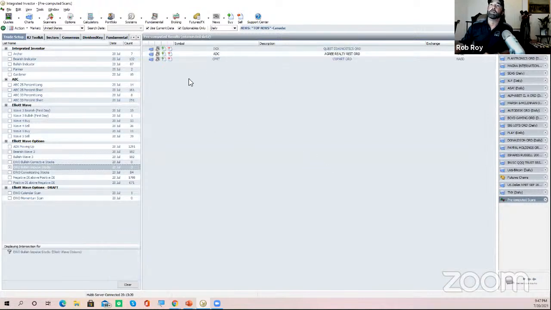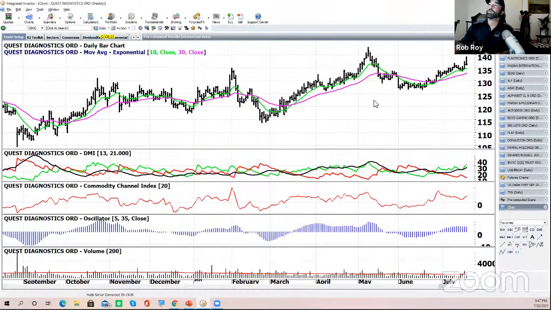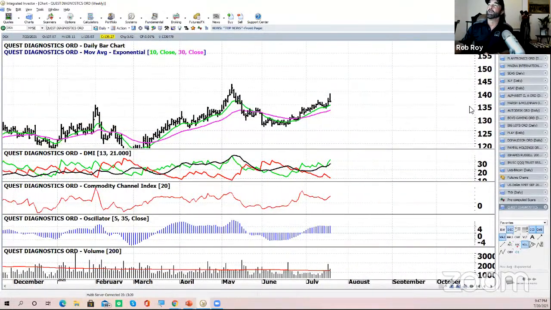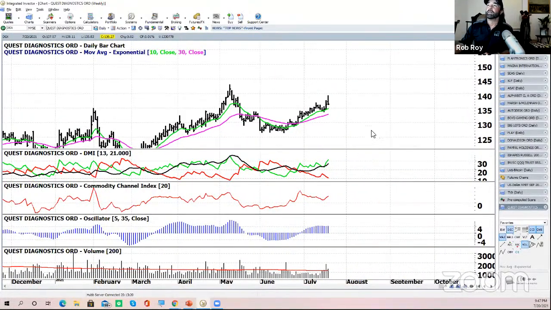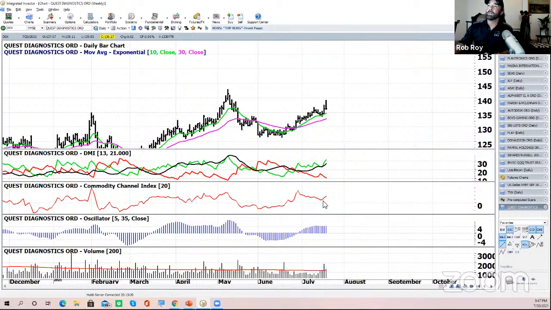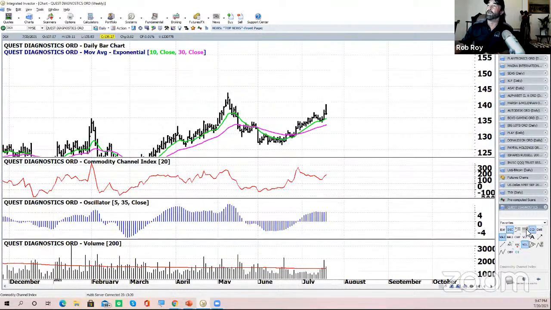We have Quest Diagnostics, DGX. I've looked at this one before. It doesn't have a lot of liquidity, but man, chart looks good. And you can see the CCI is looking good. Volume is supportive. Look what happened yesterday. So yesterday, it actually moved to the upside in that horrible day that we had yesterday.